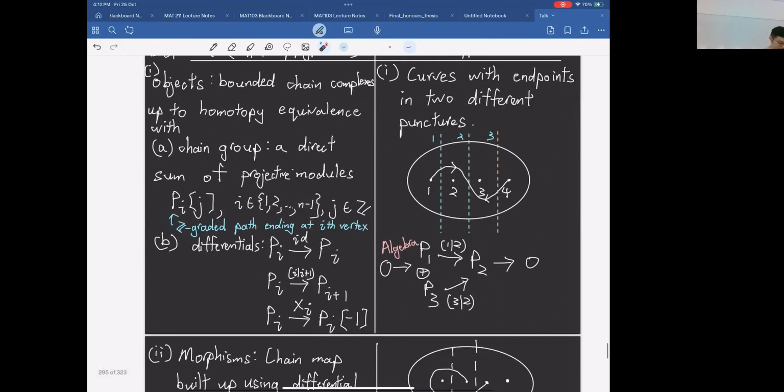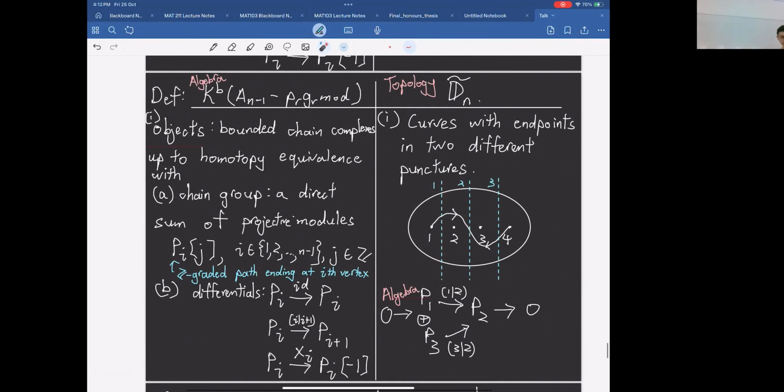Right. How about the topological side? Let's bring out four punctures here, and what we're interested in is a curve with endpoints in two different punctures. So for example, this one here: a curve with endpoints in two punctures.